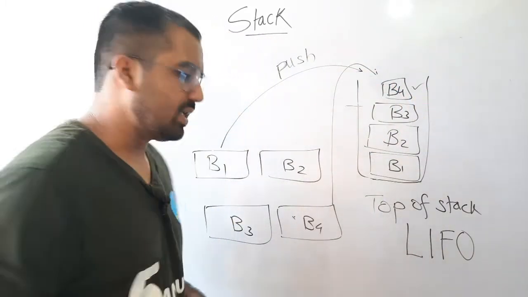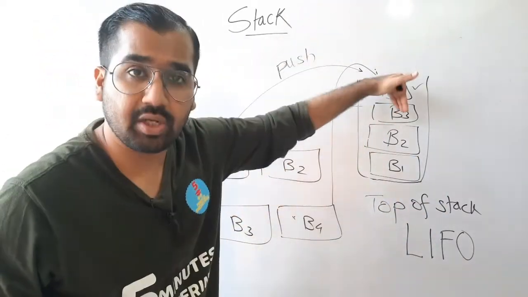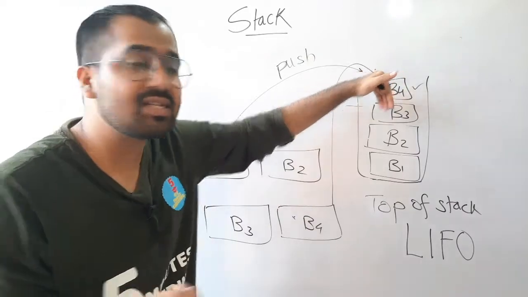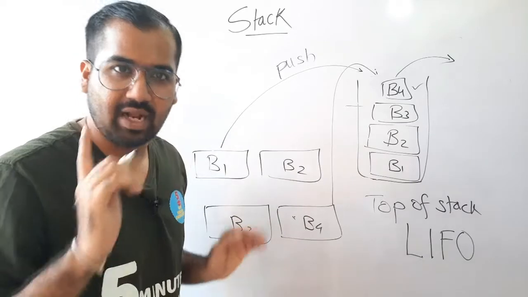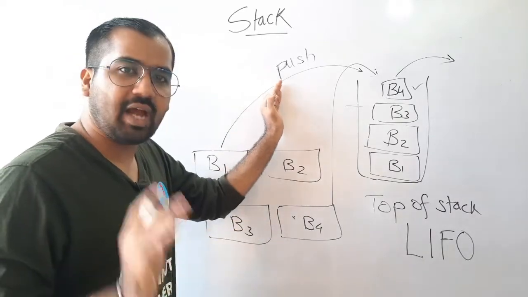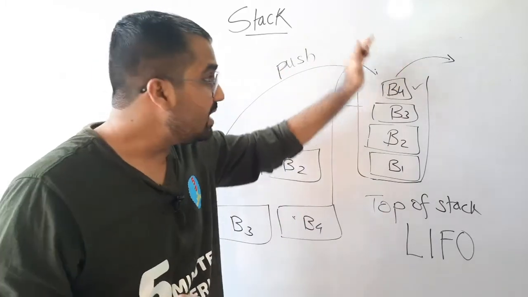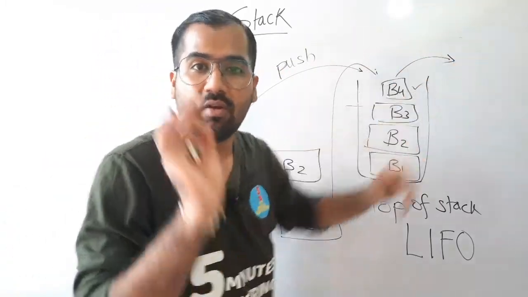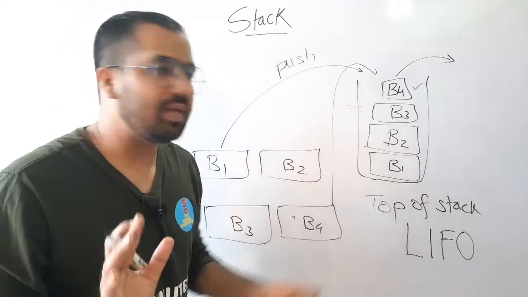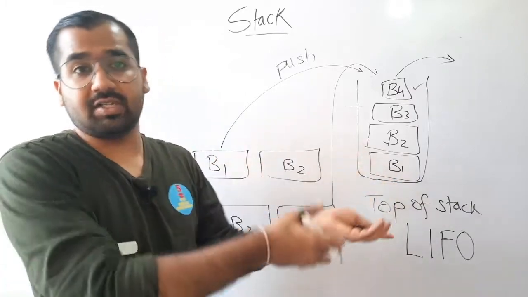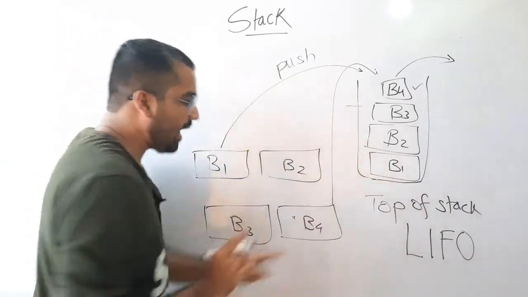Now it's pretty easy to understand. Last in, that is B4. Whatever is getting pushed into your stack last is getting out, popped first. That's what you have to understand. Whatever data element is getting pushed last into the stack is getting popped out first from the stack. So B1 is not going to be getting out first. Why? Because it was first pushed into the stack. No, that's not how the stack is going to work.